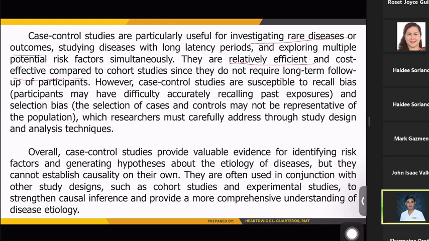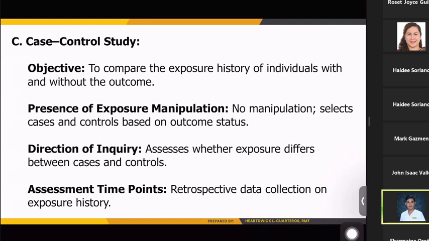So they are often used in conjunction with other studies such as your cohort. Okay? So pwedeng i-junction natin ang case control analysis or study sa cohort. Okay? An experimental study. Okay? Like your RCT and also your community trial approaches. Okay? To strengthen causal inference and provide more comprehensive understanding of disease etiology.